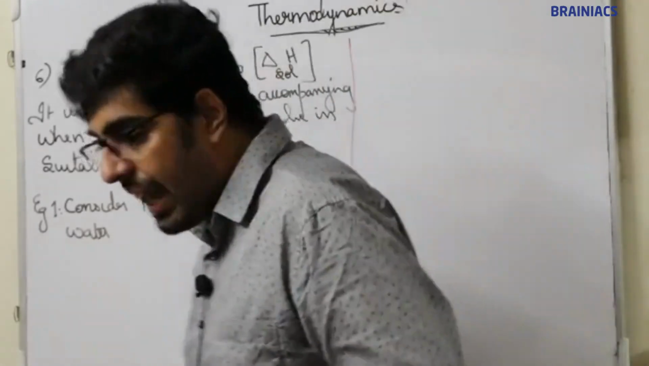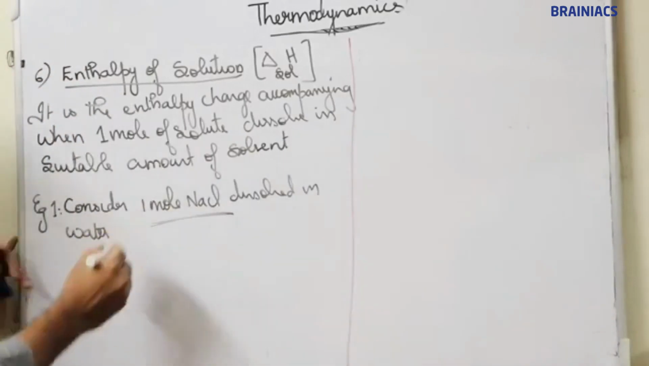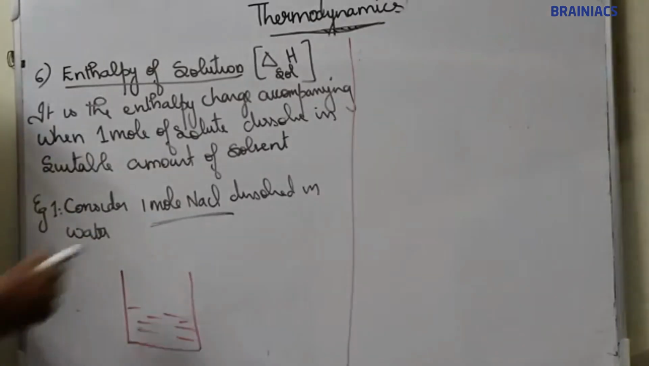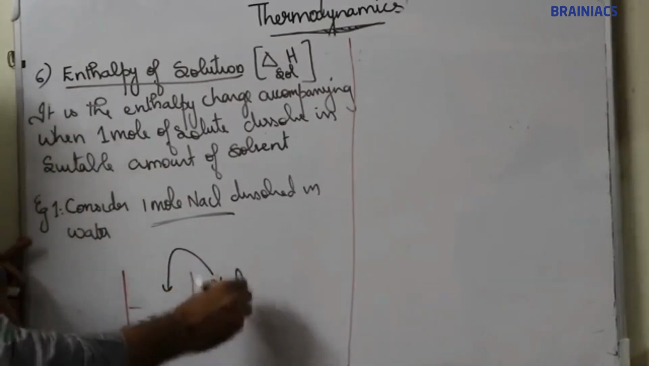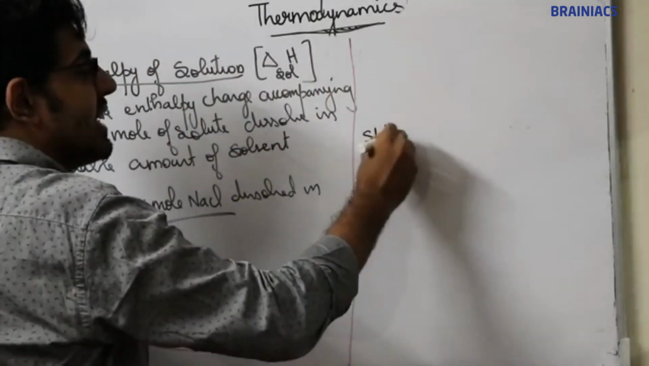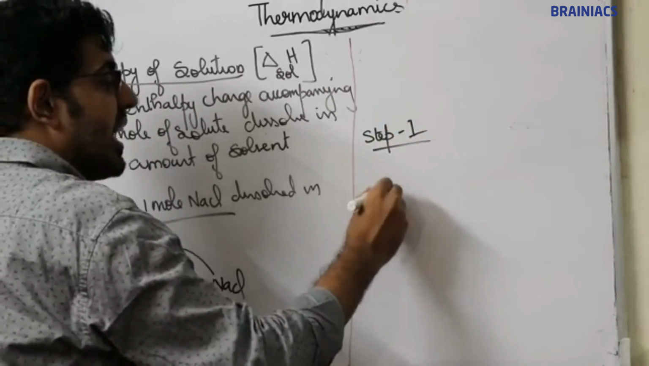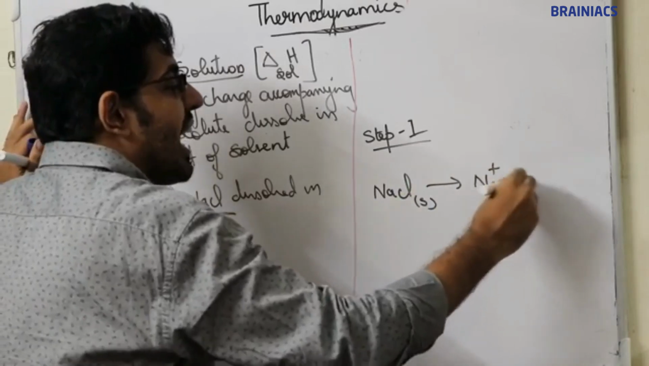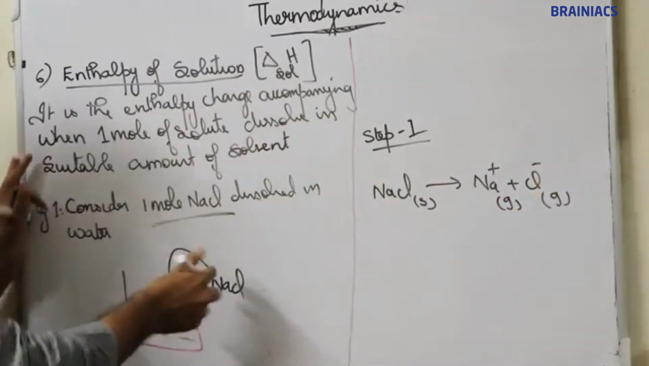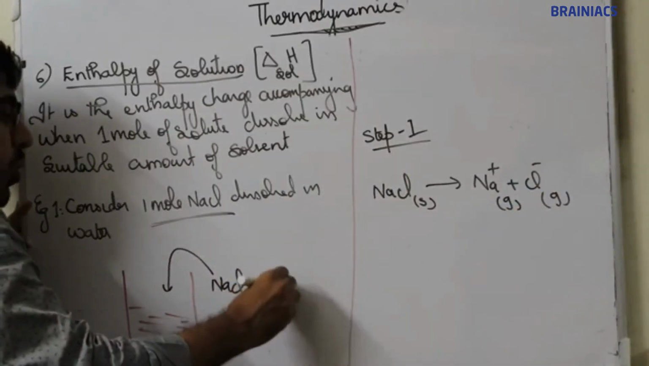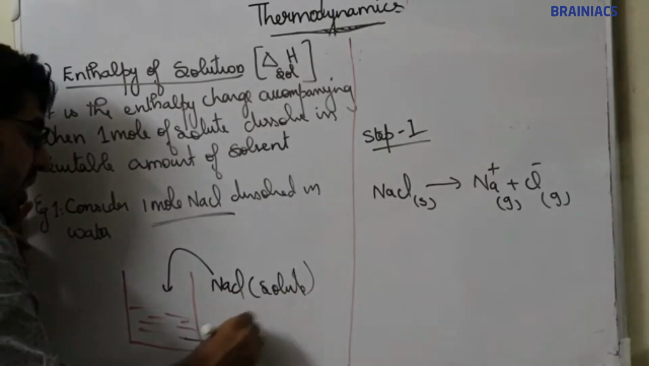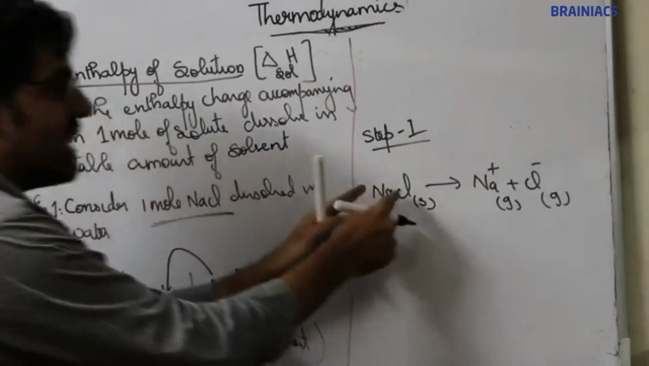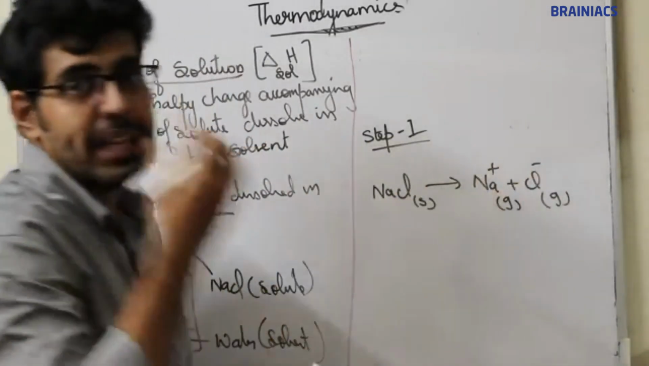Okay. Now when you add NaCl to water, let this be the water. When you add NaCl to water, the first step is that this NaCl solid splits to form Na plus gas and Cl minus gas.